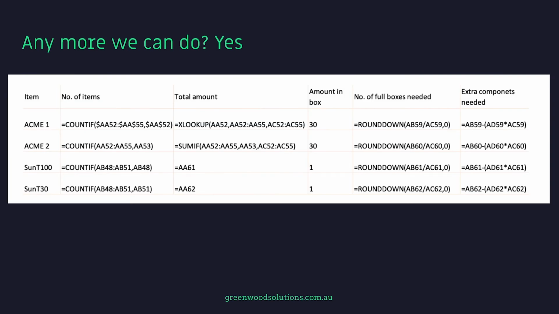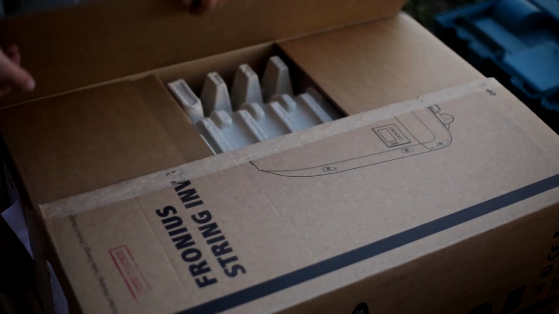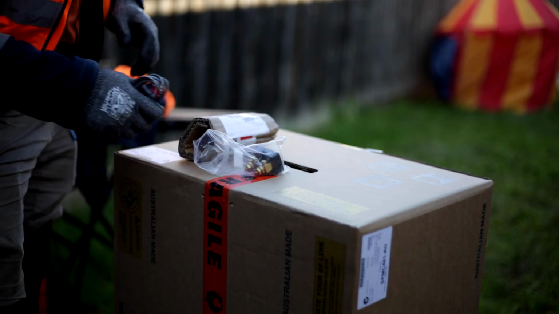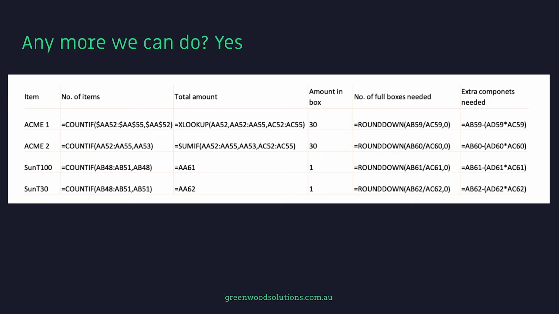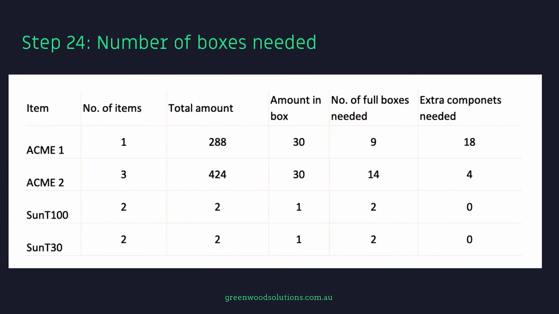Any more we can do? Yes, we can work out how many actually goes in a box. So this is from an ordering perspective. Number of full boxes needed and extra components needed as well. So step 24, number of boxes needed. And you can see with Acme number 1, there's a total amount of 288 and the amount in the box is 30. So you need 9 boxes and an extra 18.